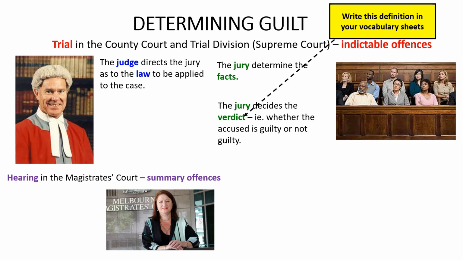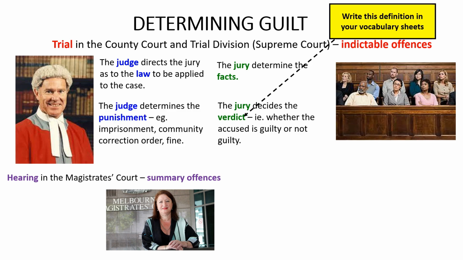Now, assuming that the jury finds the accused guilty, this brings us to the second role of the judge, and this is the role that the judge performs in determining the punishment for an accused who has been found guilty. This punishment could, for example, take the form of imprisonment, a community correction order, or a fine. We'll come back to sentencing in a moment, but let's add a bit more detail to the jury.